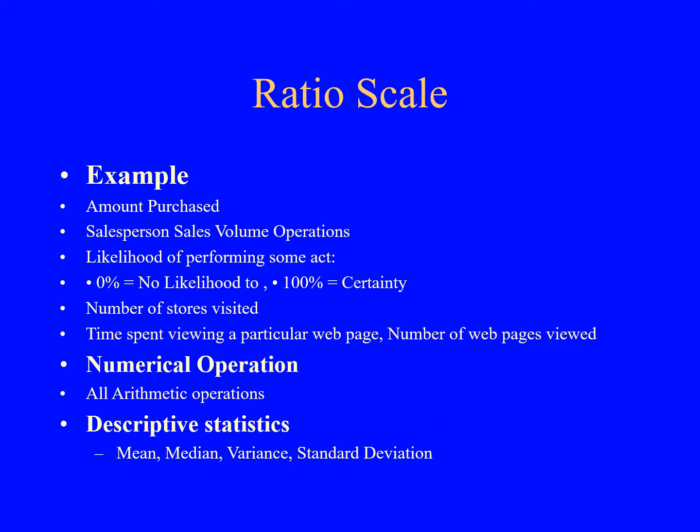Ratio scale examples can be amount purchased, salesperson sales volume, and likelihood of performing some act, that is 0% is equal to no likelihood, and 100% is equal to certainty. Number of stores visited, time spent viewing a particular web page, number of web pages viewed. These are a few examples of ratio scale, and the numerical operation for ratio scale is all arithmetic operations, while descriptive statistics for ratio scale are mean, median, variance, standard deviation.